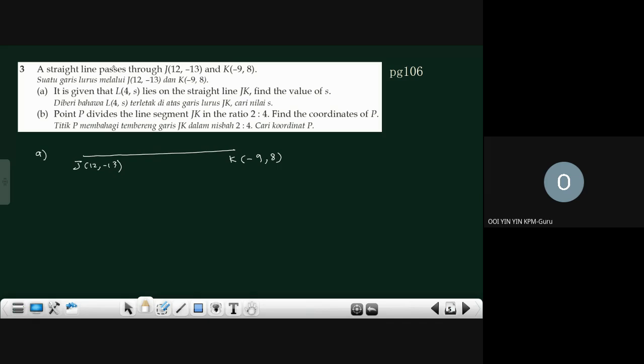Okay, and then now read your A first. It is given that L4S with coordinate 4x lies on straight line JK. Okay, lies on straight line JK. So that means they did not give you any ratios here, right? Okay, so never mind. Just whatever, we just write down our L. So assume that your L is here, with the coordinate 4S here. Okay, and then now they want you to find this value S.